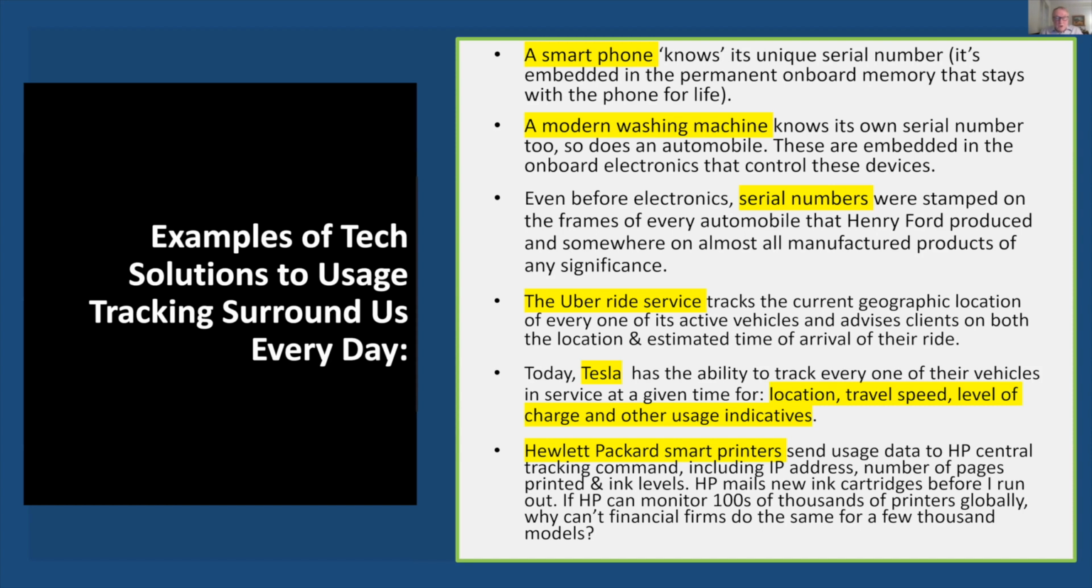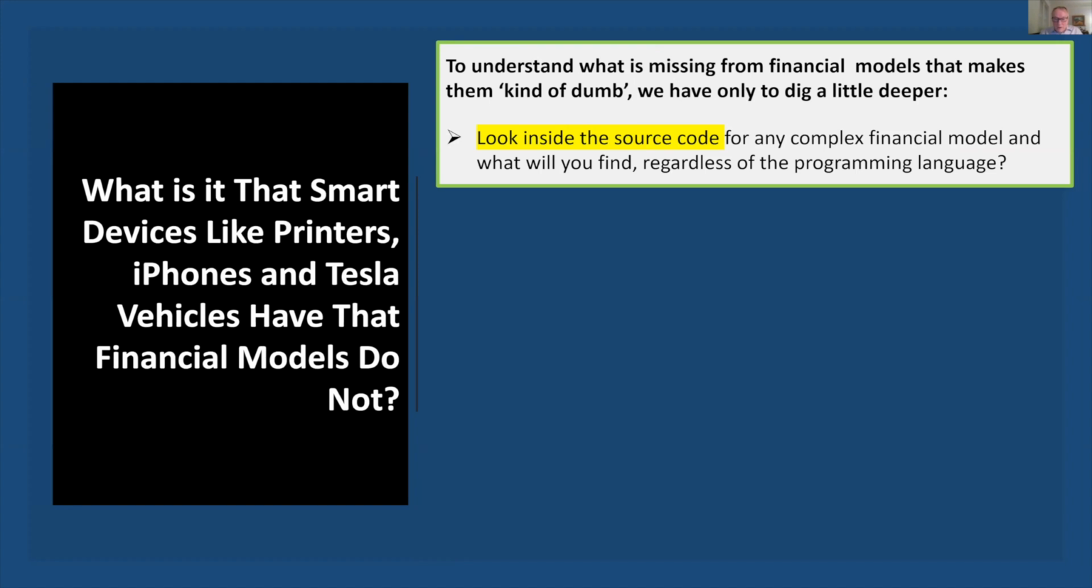So what is it that smart devices like printers, iPhones, and Tesla vehicles have that financial models do not? To understand what is missing from financial models that makes them kind of dumb, in my point of view, we only have to dig a little bit deeper. Just look inside the source code for any complex financial model and see what you will find, regardless of what language it's written in.